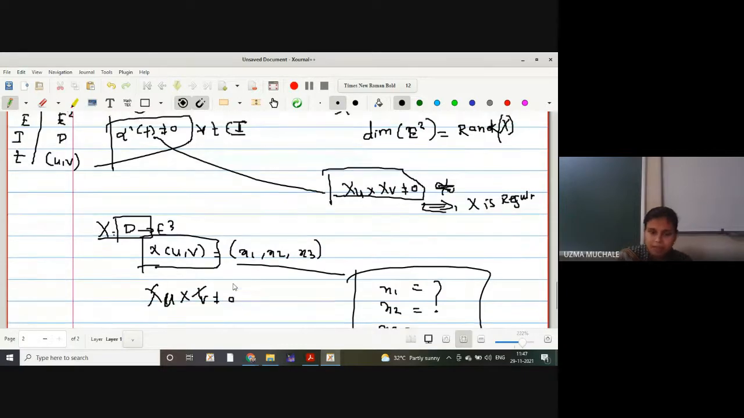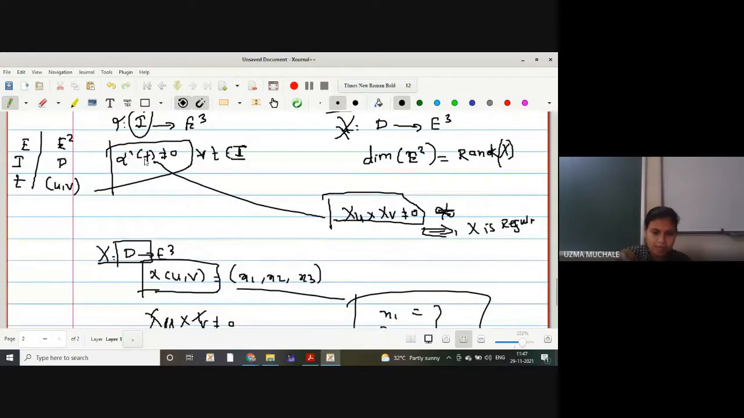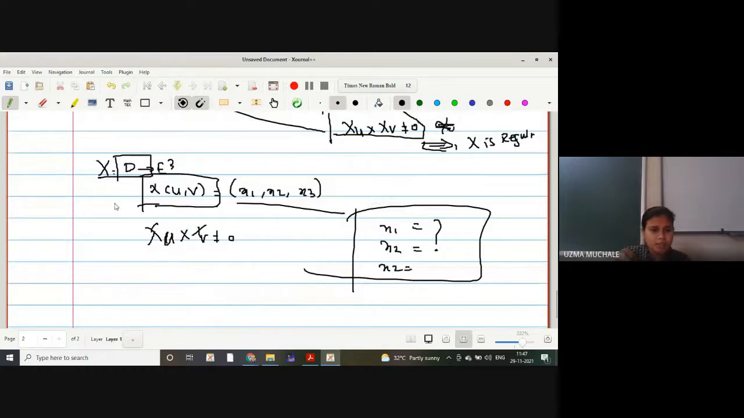Because here, alpha dash of t means what? We are finding a derivative. So here we can find the derivative with the two variables, or two parameters, xu and xv. Right? xu cross xv should not be equal to 0. It is equivalent to saying that alpha dash of t is not equal to 0.